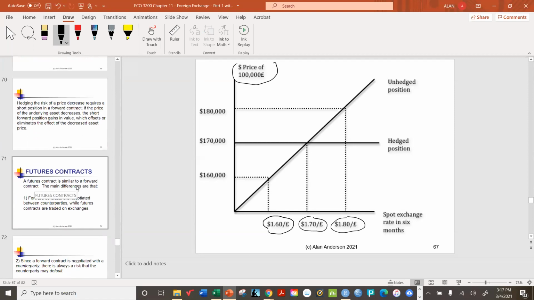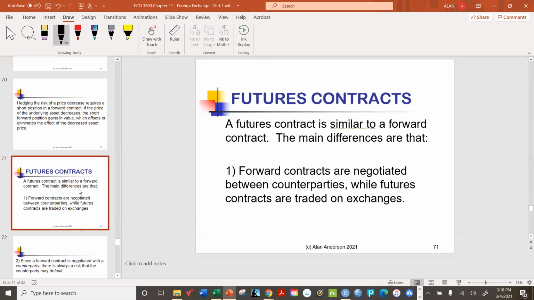Anyway, now, in addition to forward contracts, we also have something called futures contracts, which basically are very similar to forward contracts, but they have a few very important differences. They are designed, like the forward contracts, to help us eliminate foreign exchange risk. Now, where do you get these?